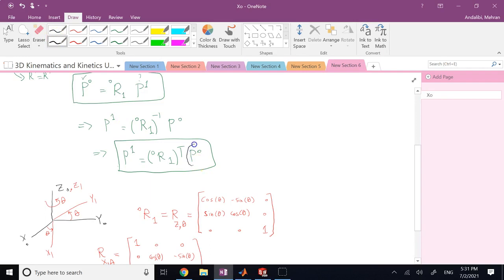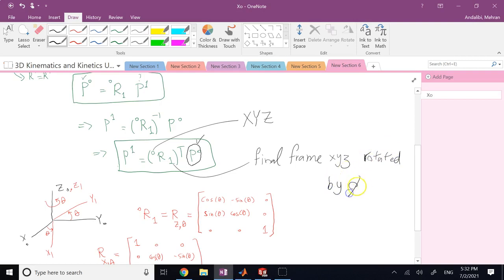I brought my STL files. The STL files have what? A bunch of corner points, and they all have their coordinates in the original frame I brought it into. So I have this guy from the STL file, then this rotation that goes from frame 0 to frame 1. Here 0 means the capital XYZ that I had, and frame 1 means the final frame, which is the small xyz rotated by angle phi about the z-axis.